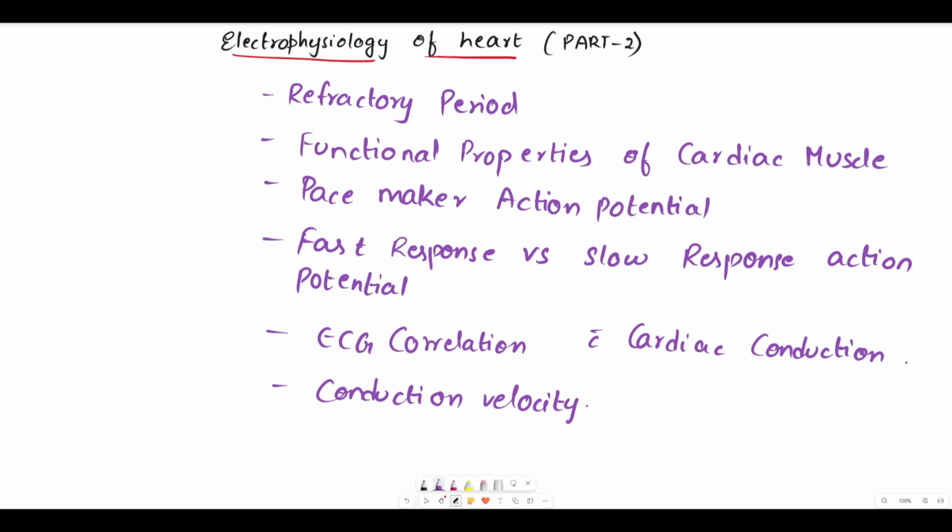In today's video, we will explore automaticity, excitability, conductivity, and contractility. We will understand why the SA node is called the heart's natural pacemaker, learn about the pacemaker action potentials, and see how these electrical events are reflected on an ECG. By the end of this video, you will be able to connect cardiac electrophysiology with the ECG patterns seen in clinical practice. So let's get started.